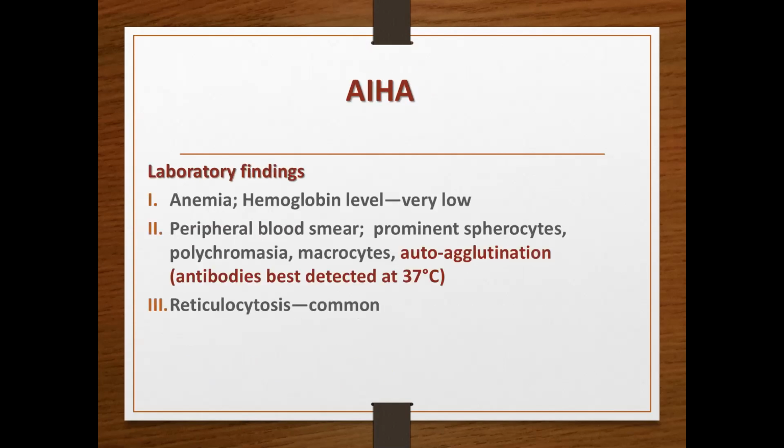The lab finding is anemia with low or very low hemoglobin level. The peripheral blood smear, similar to G6PD, will show prominent spherocytes, polychromasia, and macrocytes. Autoagglutination can occur if we leave the RBCs at 37 degrees Celsius due to reaction of antibody with RBC. Reticulocytosis is common.